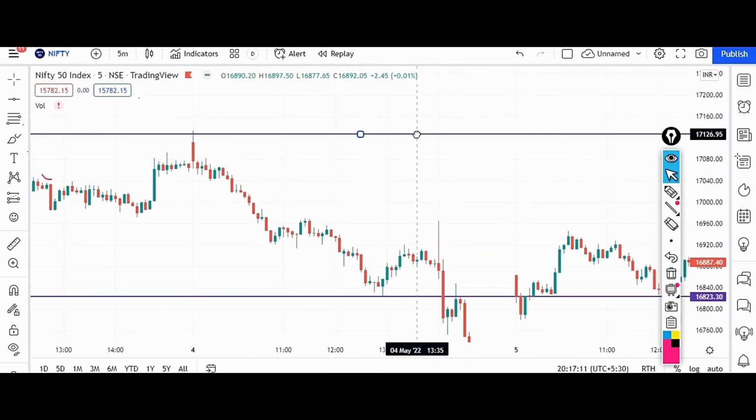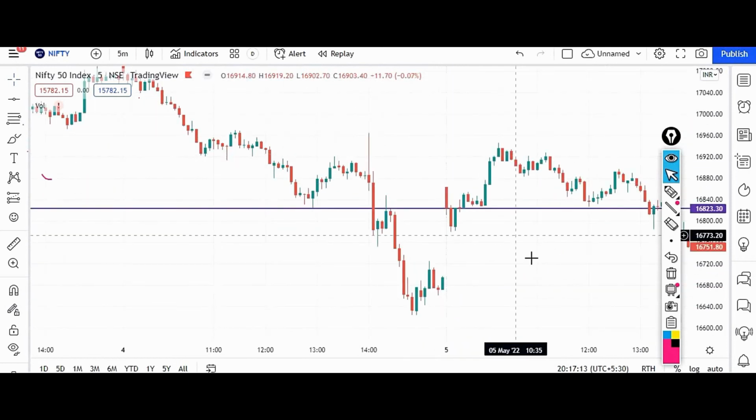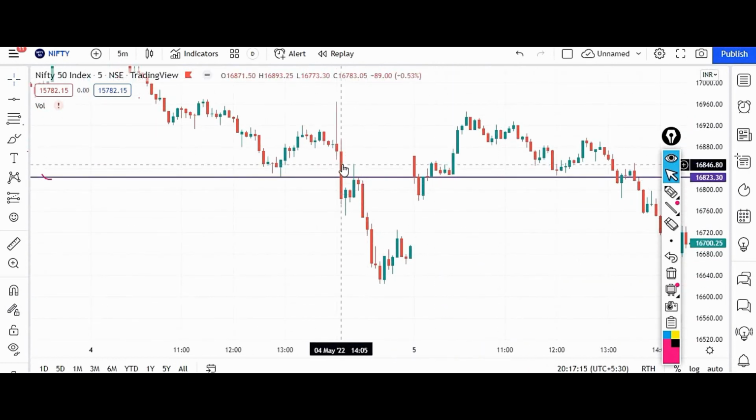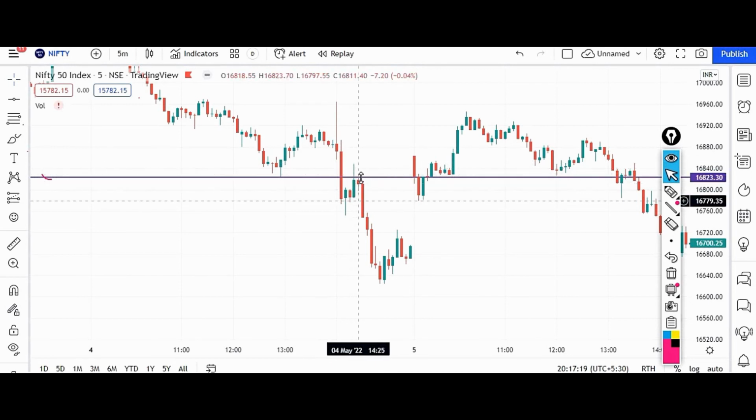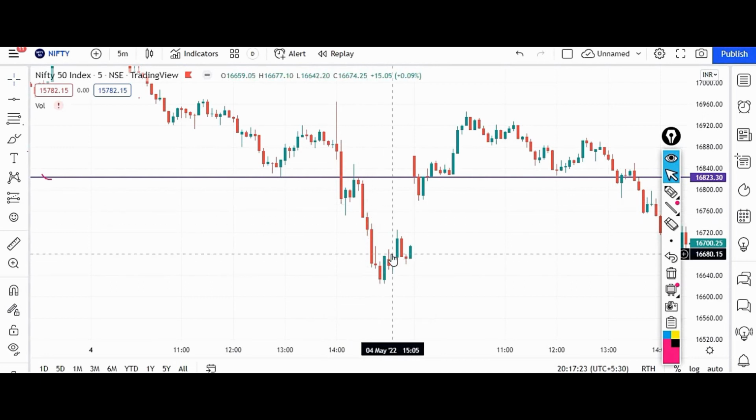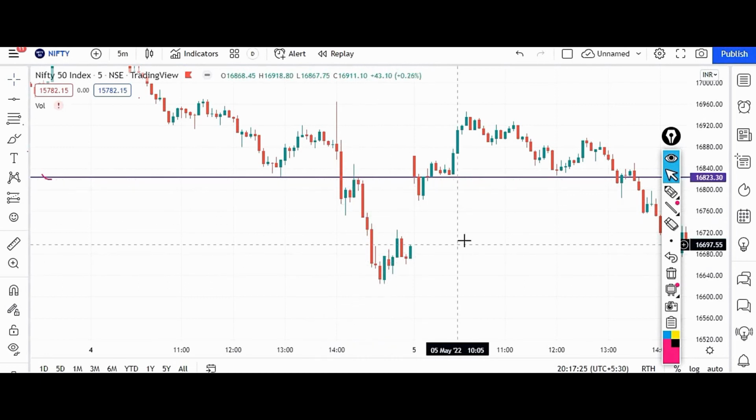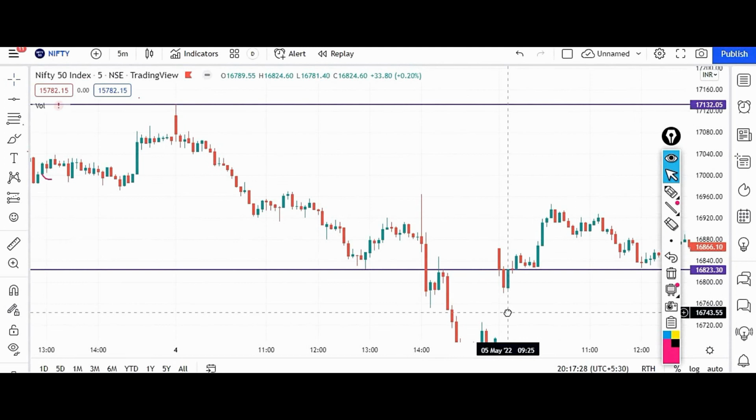Next day, went for short, take an SL, above the high of this candle. If you re-enter here on this red candle, some good profit you might have made. Okay, let's mark high and low for the day.